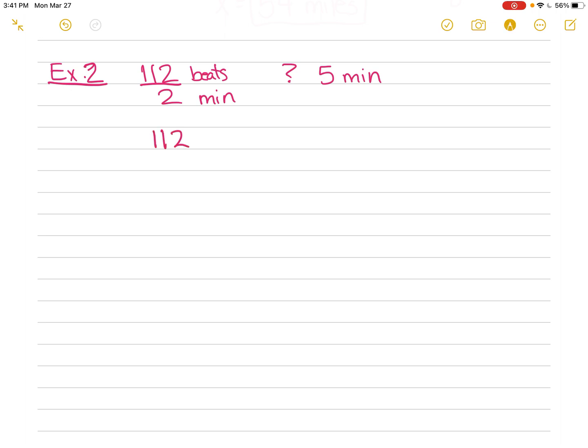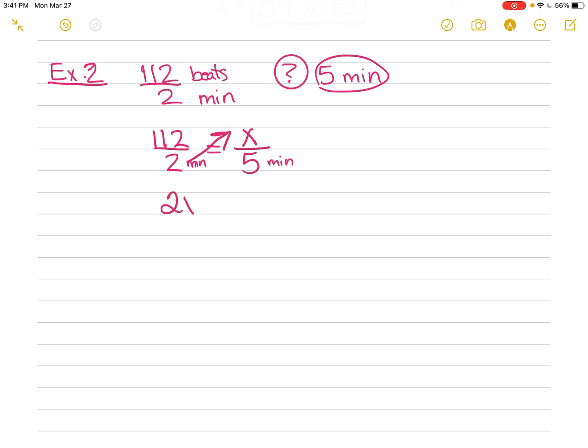So we start out with the 112 beats for every 2 minutes, and that's going to equal, over here, I don't know how many beats, so that's x, in every 5 minutes. So the 5 minutes goes at the bottom because the 2 was minutes. If this is minutes, this should be minutes. Easy way to set up proportions. Okay, so now I'm going to solve.